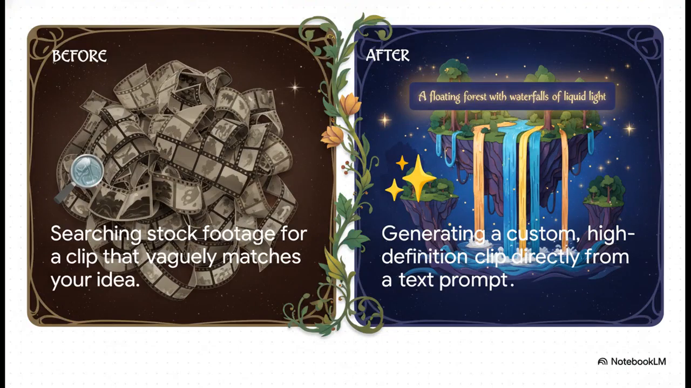We've all been there, right? Endlessly scrolling through stock footage sites trying to find a clip that kinda, sorta, maybe fits what's in our head? Well, that whole era is over. Vids has Google's video AI, Veo, built right in. So if your story needs something crazy specific, like a floating forest with waterfalls of liquid light, you don't go looking for it, you just type that description and bam, Vids creates that exact custom HD video clip for you.